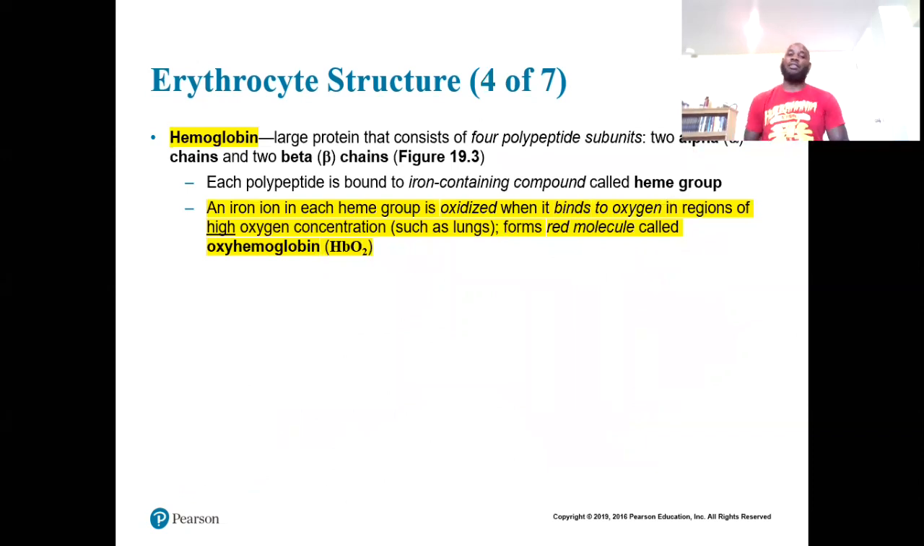Hemoglobin is a large protein, consists of 4 polypeptide units, alpha chains, beta chains, bound to an iron-containing compound called a heme group, right? So the idea of alpha, beta chains, the idea of this hemoglobin is that you want to be able to bind oxygen ultimately. So an iron ion in each heme group is oxidized when it binds to oxygen in regions of high oxygen concentration, such as your lungs.